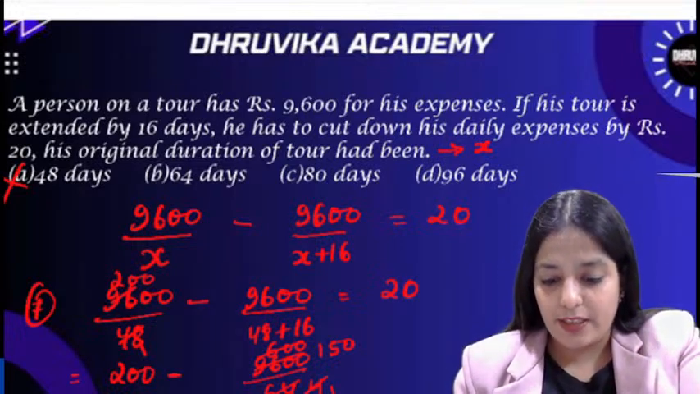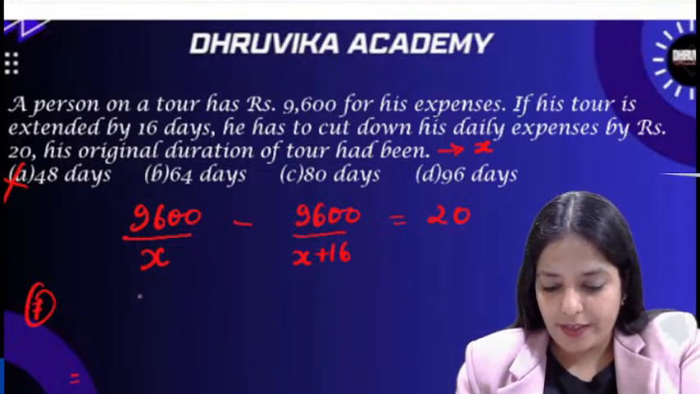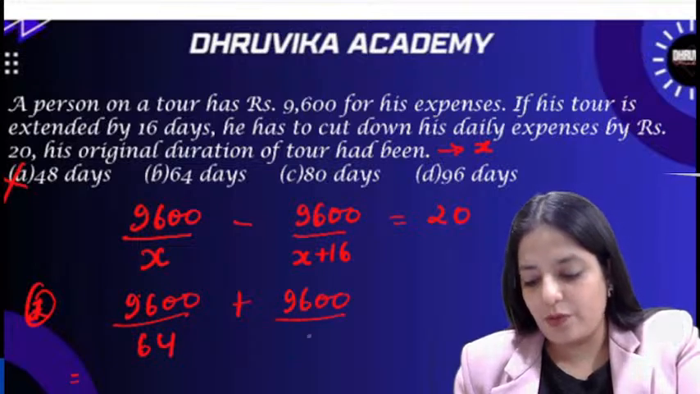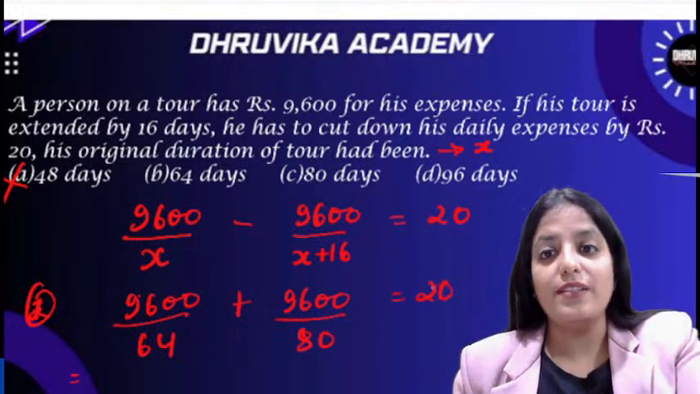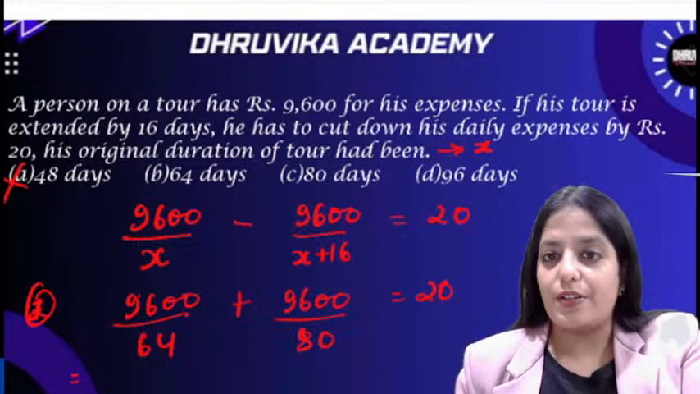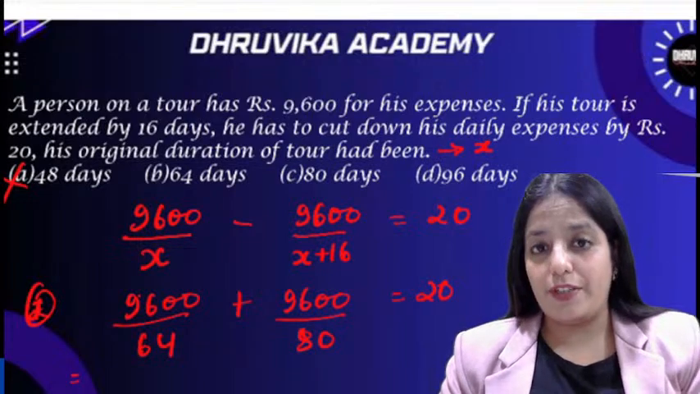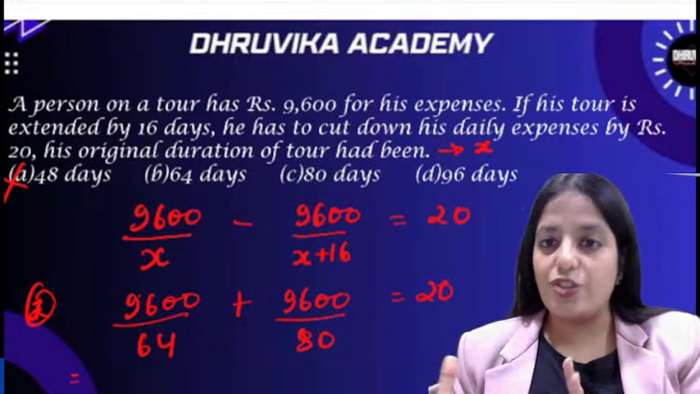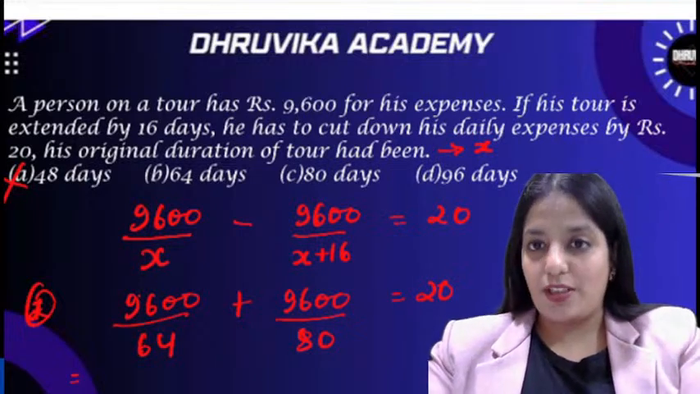Now what can we do? We can put the value 64 in place of x, the second option: 9600 upon 64 minus 9600 upon 64 plus 16, that is 80. Similarly you can solve it and check what the correct answer is. I hope the approach is clear in your mind. Either you can make the quadratic equation by multiplying and shuffling, or you can solve it by the option approach. The answer for this question I leave for you.